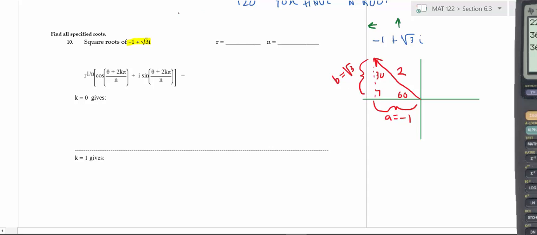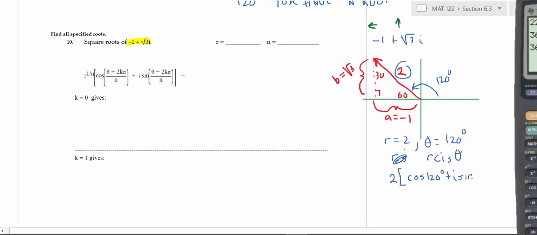So what we're going to use is these two things. The radius is 2, and then the angle in our r cis theta form, we're not going to use 60, we're going to use 120 degrees. So when we move this to the r cis theta form, we have the radius 2 times the cosine of 120 degrees plus i times the sine of 120 degrees.